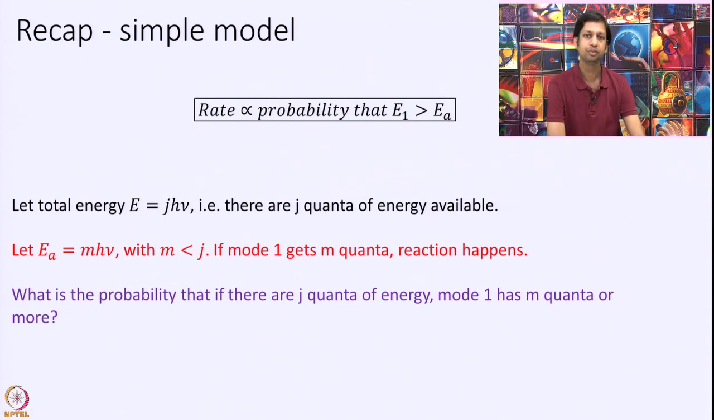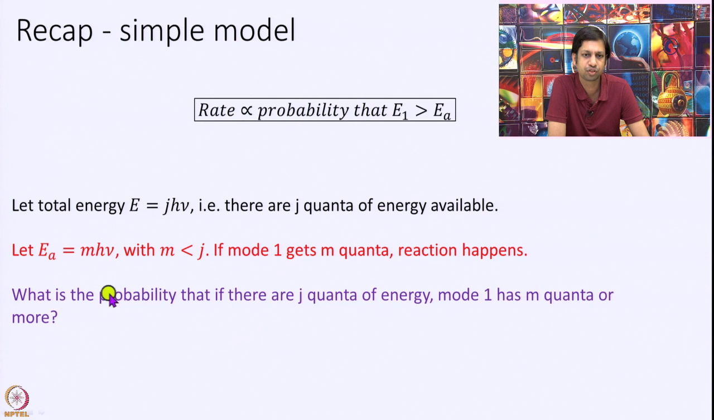We had also discussed a simple model of calculating rate constant at a given energy. The rate we assume is proportional to the probability that E1, which is the energy in mode 1, is greater than Ea, which is some activation energy, a parameter in the system for our problem. So, let us assume that the total energy E corresponds to some J quanta of h nu, and Ea is given by some m quanta of energy.